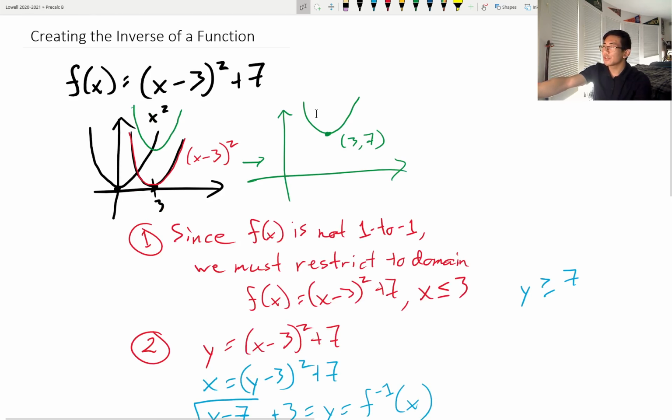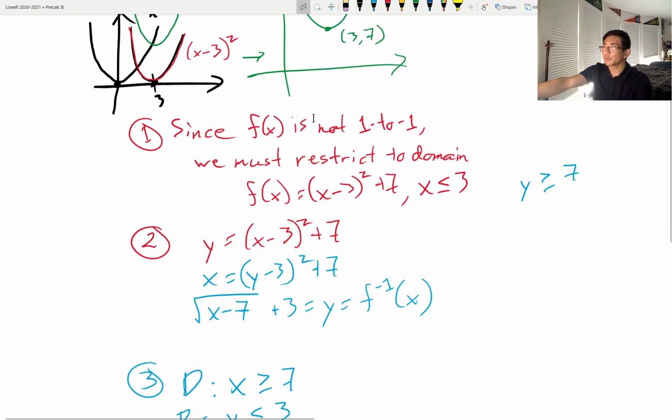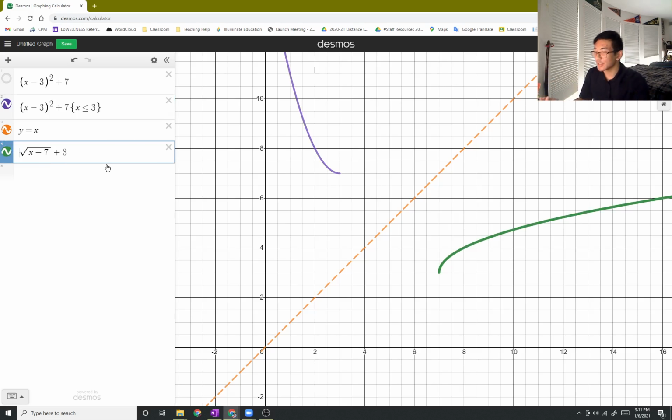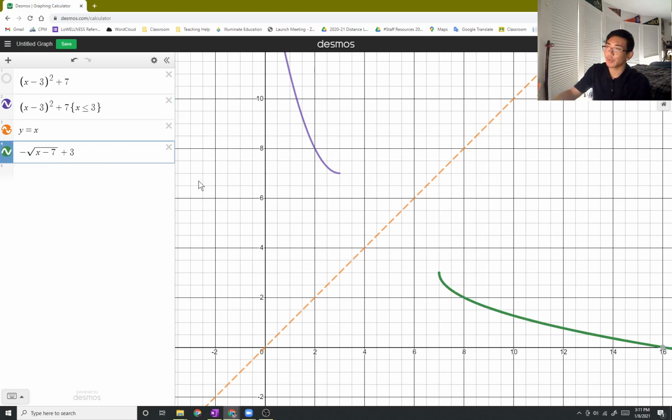Remember, we took the left half of the graph here. But what could potentially happen when we're taking the square root right here is that the square root could actually be plus or minus. So we have to keep that in mind when we're taking the inverse. What this should actually be is the negative square root of x minus 7. If I do that, I think that will fix the problem. And we can see right here that it flips it upside down and we get the right image.